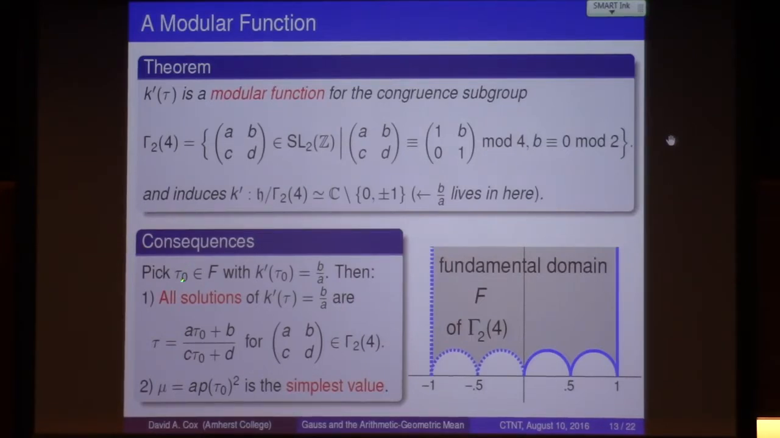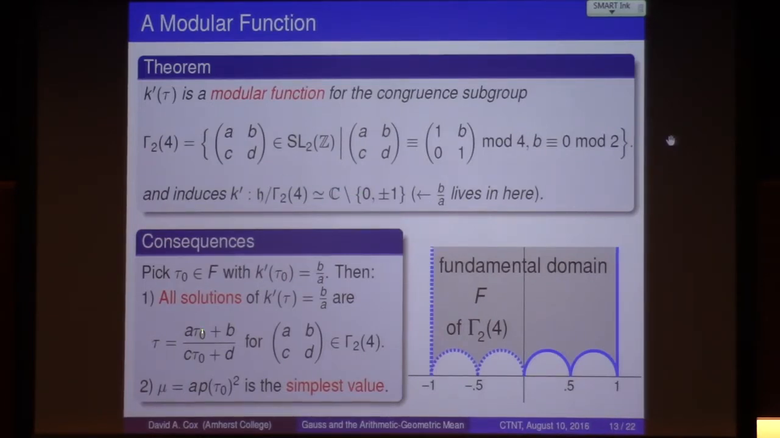So what I do is I pick, if I'm going to solve this equation. Remember, I want to solve this equation. So first, I can pick a solution that's in the fundamental domain. So I can call that tau naught. And so tau naught does that. And then the point is, all the other solutions, again, because of this isomorphism, basically they're all related by the group action.